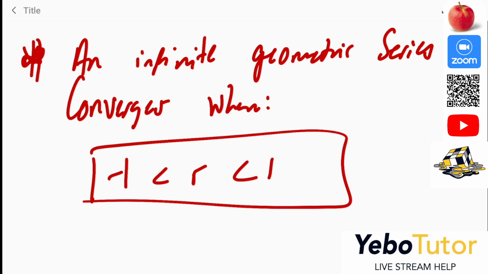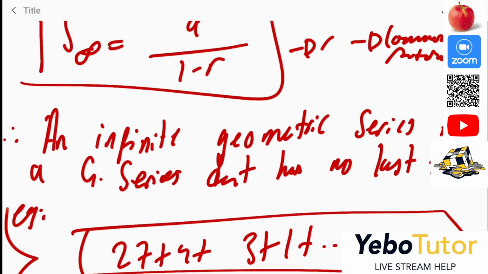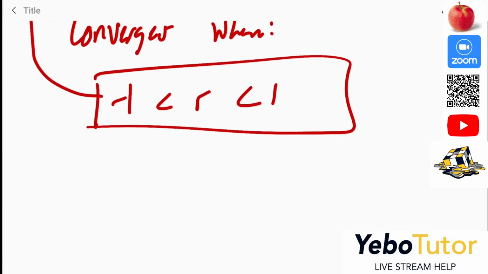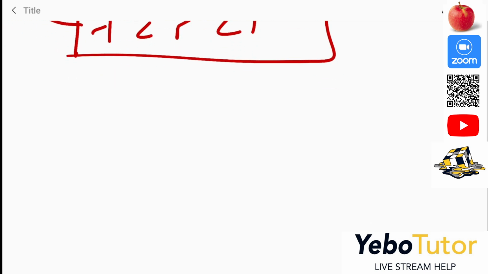So when the series converges, we can calculate the sum to infinity using this equation. The only way you can calculate the sum to infinity is when that geometric series converges, and in order for it to converge, r needs to be between -1 and 1. Now let's make a typical example on how to calculate the sum of all the terms into infinity in an infinite geometric series.